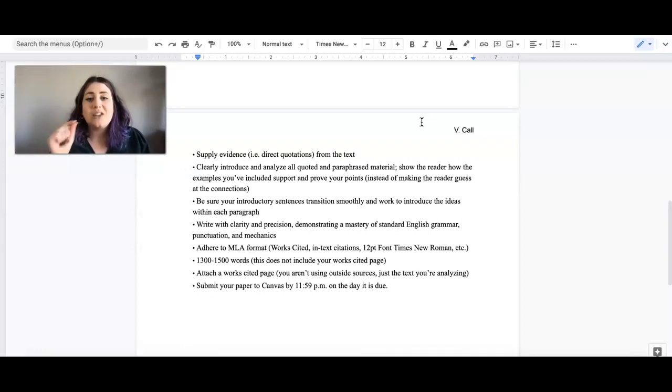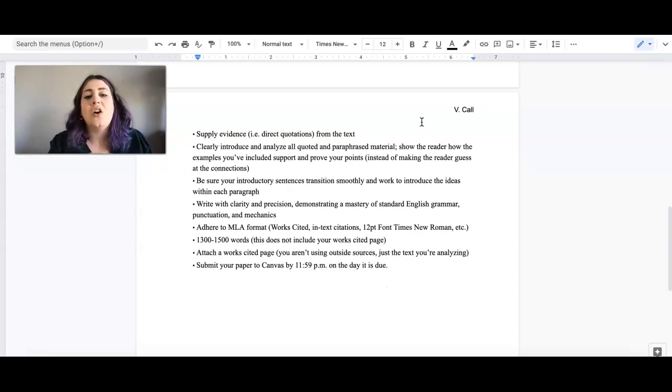Supply evidence, direct quotes from the text that you're referring to. Clearly introduce all of the quotes. You want to make sure you're integrating your quotes. If you're unfamiliar with this or you forgot how to do it, make sure you're reviewing all our support materials in our modules so that you are integrating your quotes. I don't want to just see a whole sentence dropped in, right? I want to see "According to blah, blah, blah," and then give me a quote, or "Smith says," and then give me the quote. It doesn't take a lot, but you do need to integrate it.